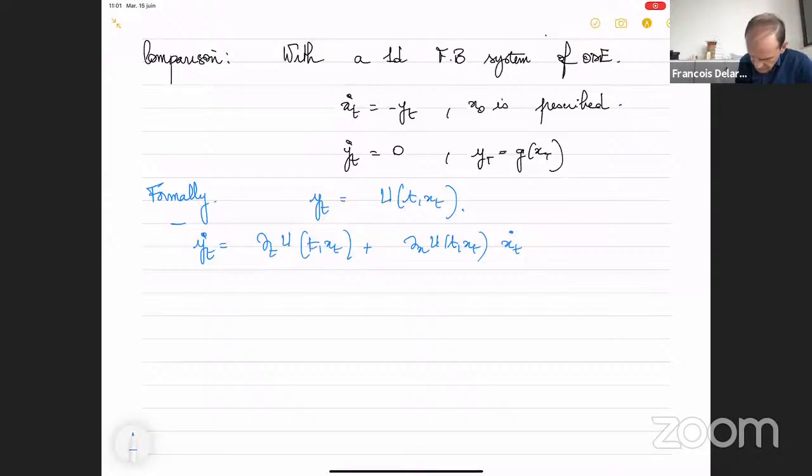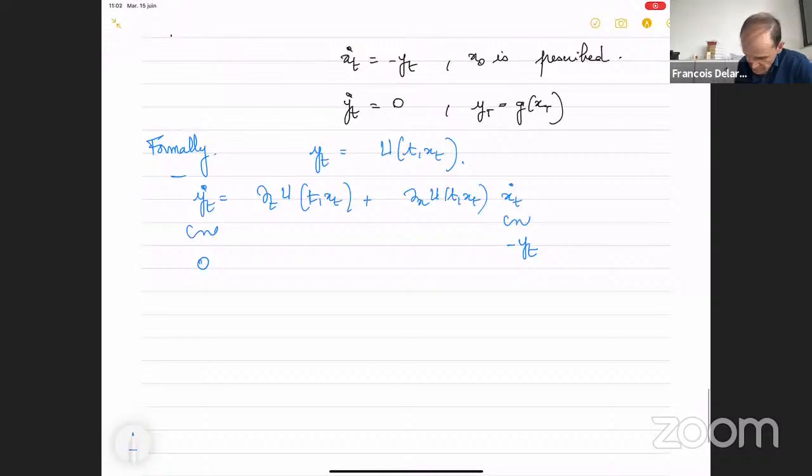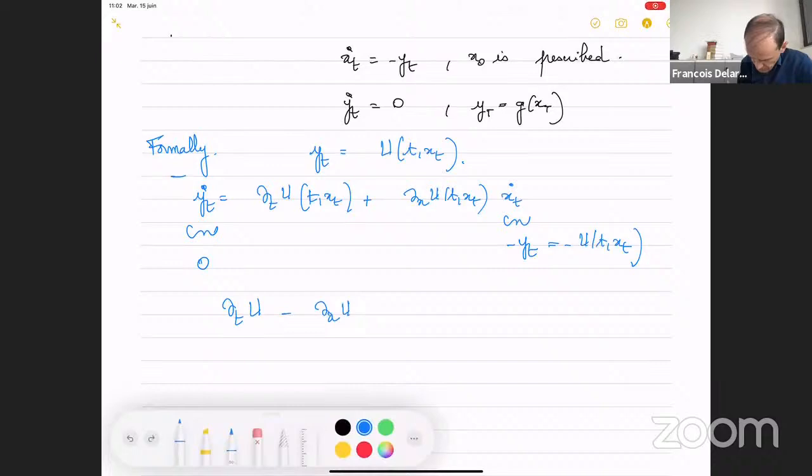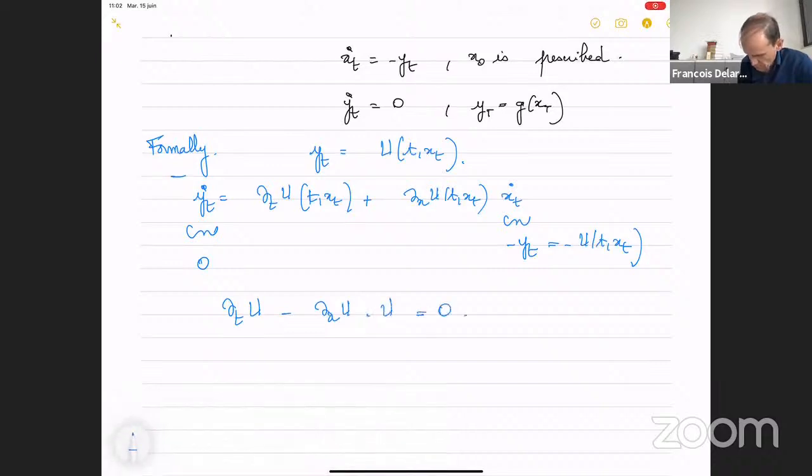Well, good point, but I know that this guy is equal to zero. This is my equation. And I know that x dot is minus yt. But minus yt, by definition, if I have this formal definition, is minus u of t, xt. So at the end of the day, I should have that dtu minus dxu times u is equal to zero. And so this is the inviscid Burgers equation.